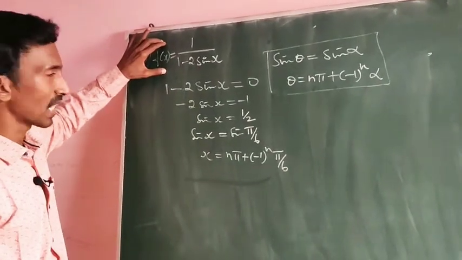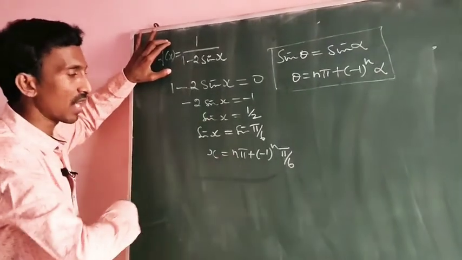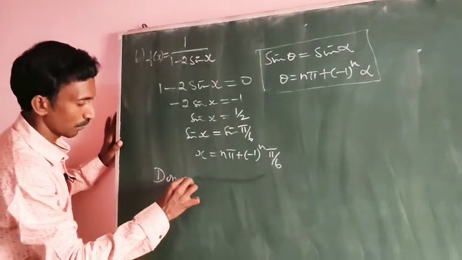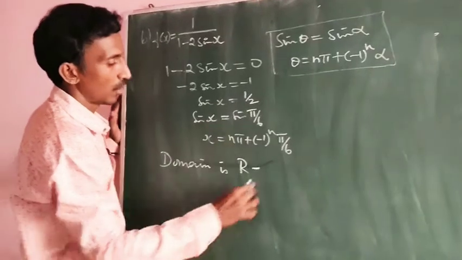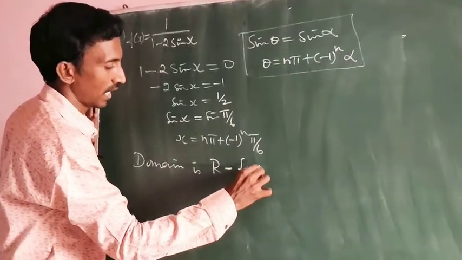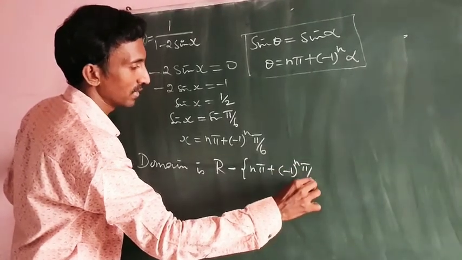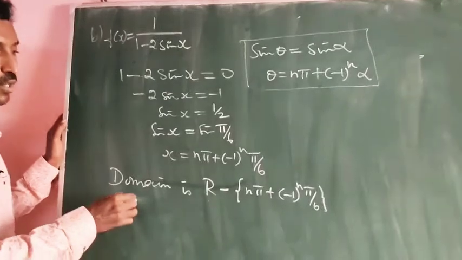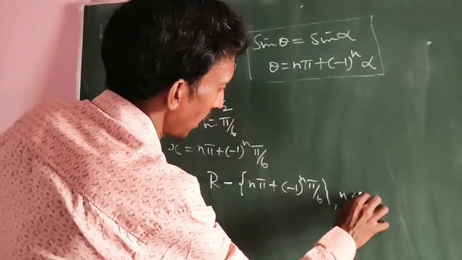That means f of x does not exist. So remove these values from the set of all real numbers, that is the domain. So domain is R minus n pi plus minus 1 power n pi by 6. So remove these values from the real numbers, that is the domain. Here n is an integer.